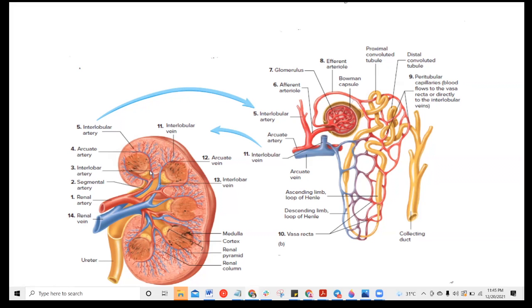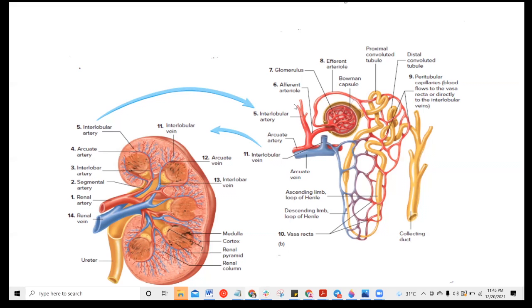And the arcuate arteries branch from the interlobar arteries there, and they are between the cortex and the medulla, as you can see there. And the interlobular arteries, in turn, branch off from the arcuate arteries and project into the cortex.